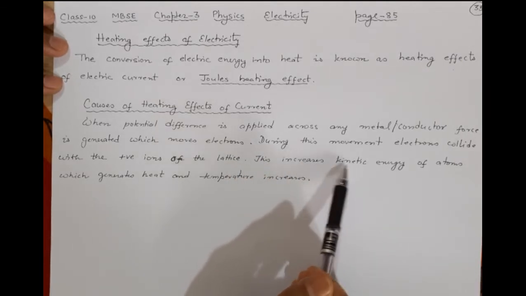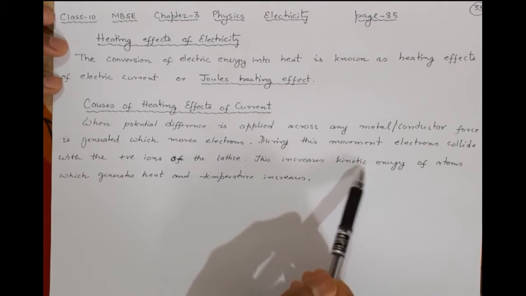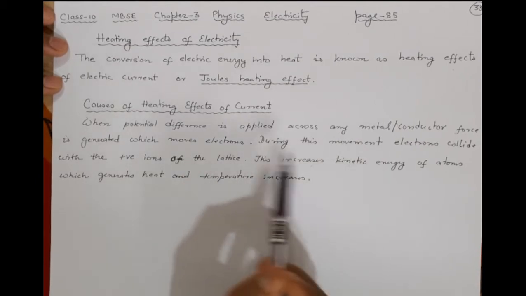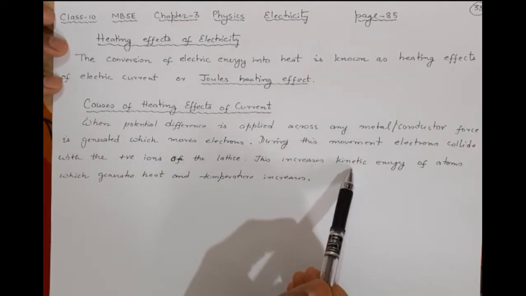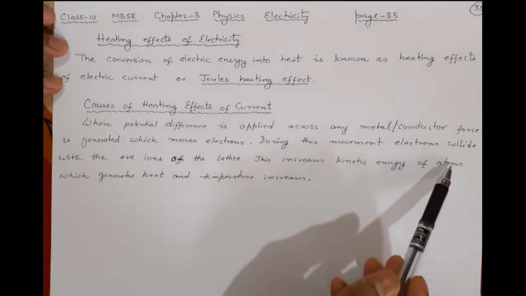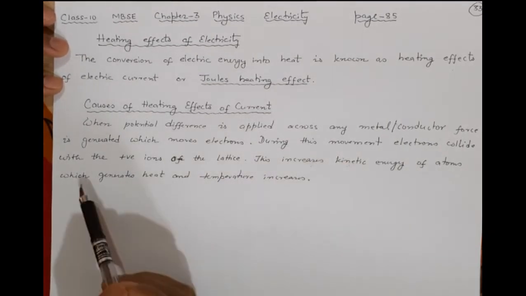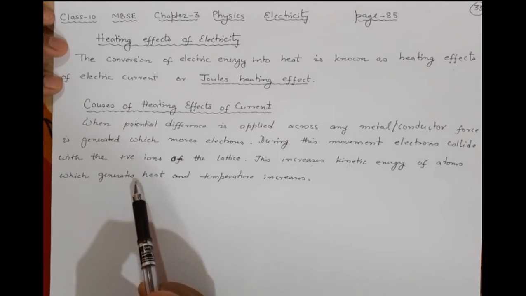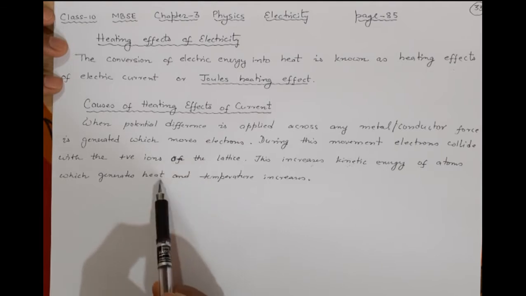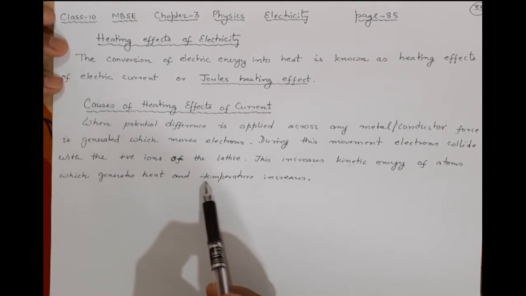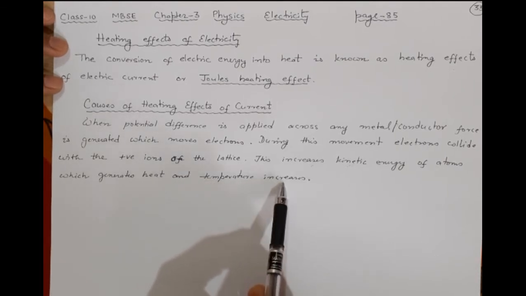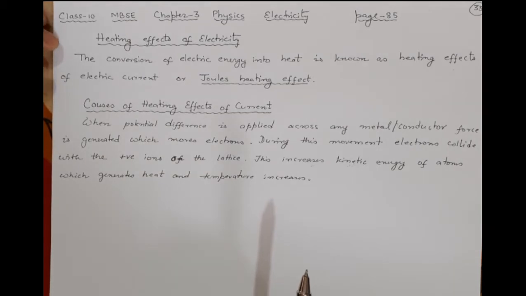This will create an extra increase in the kinetic energy. Why? Because when velocity is generated, the kinetic energy of the atoms will increase. This vibration of the atoms will be drastically increased. This will be shown out. We will feel that the heat is giving a rise in temperature. So this is called heating effects of current. In short, you can understand it like this.